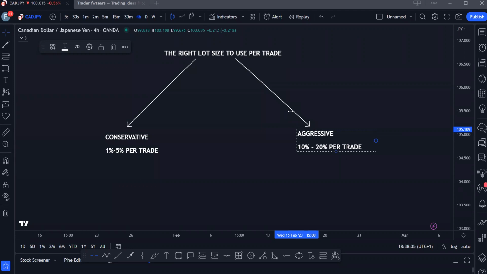Okay, so please, let's start with this concept. Have an account that is conservative, right? You want to risk a maximum of 5% per trade on your conservative account. And then I'll show you how to do all of that in a bit.